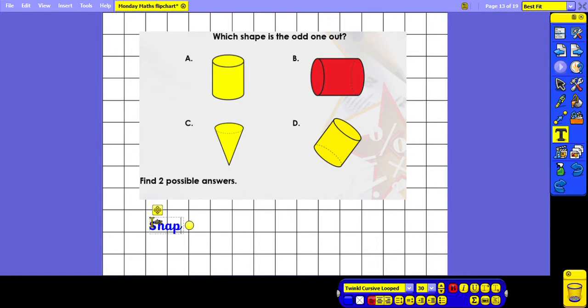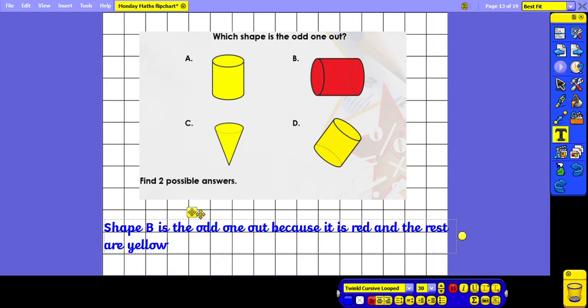So shape B is the odd one out because it is red and the rest are yellow. So that's one possible answer.